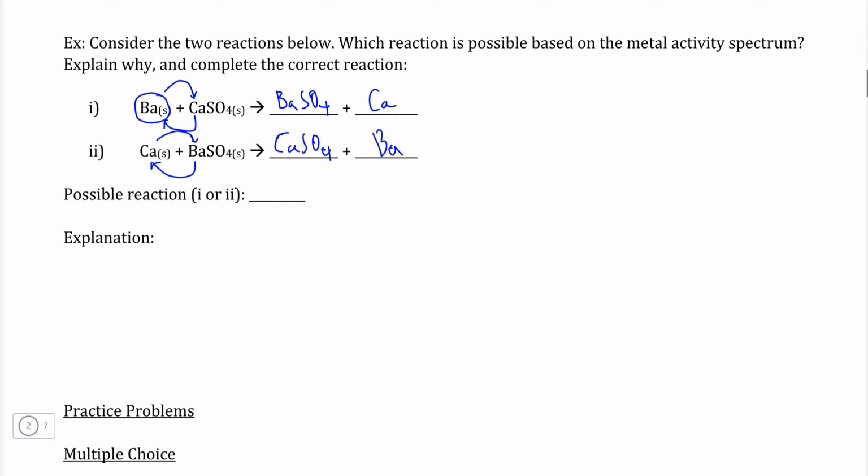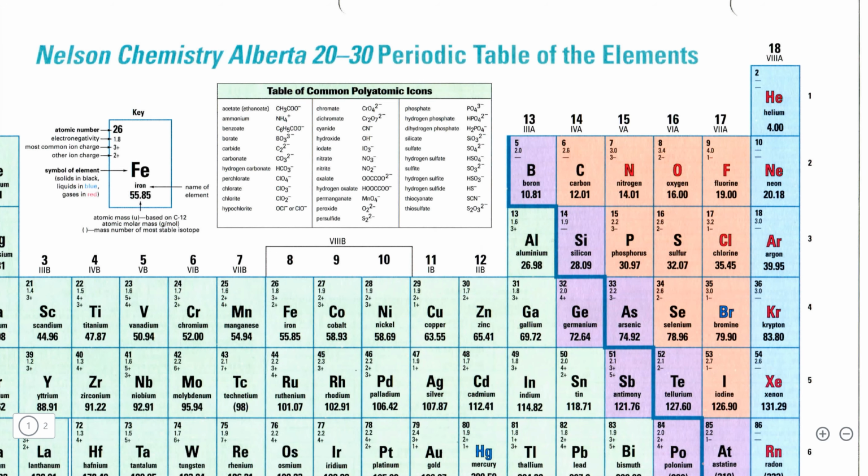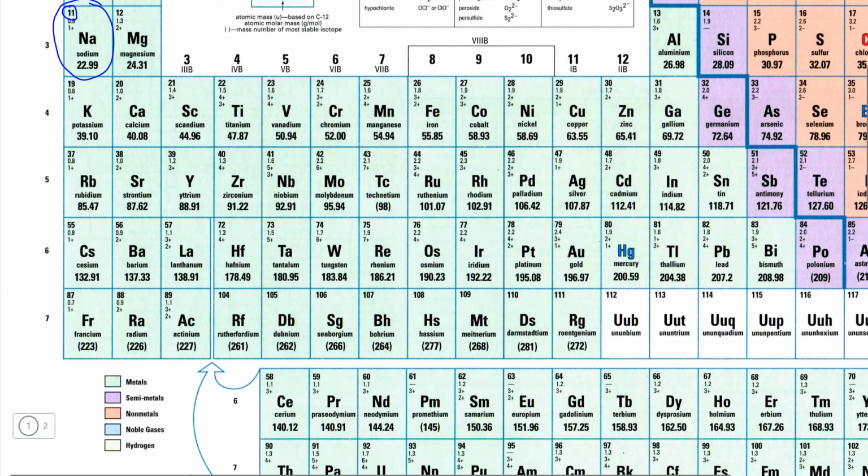Now, as we looked at in the previous video, one of these reactions is actually impossible to do because one of these metals is less reactive than the other. So even before we look at the metal activity series, we can make a prediction by looking at the periodic table. So if we look over at the alkaline earth metals, calcium is here and barium is here.